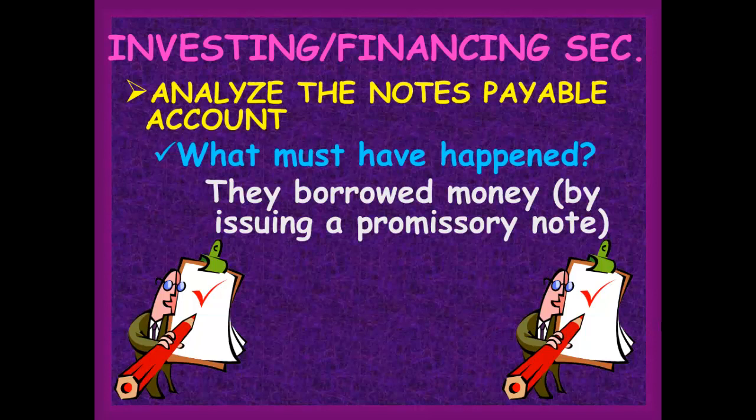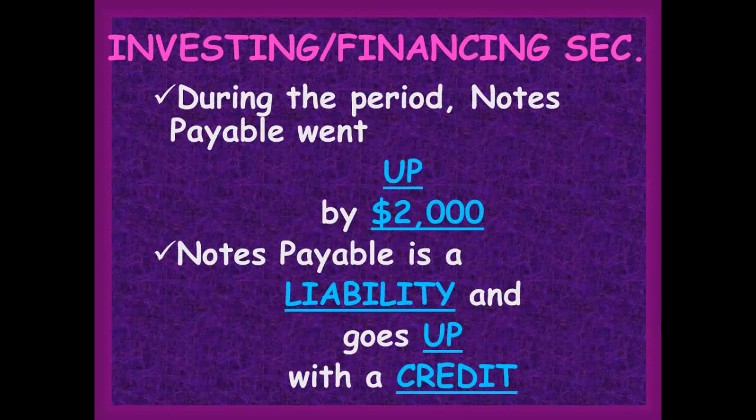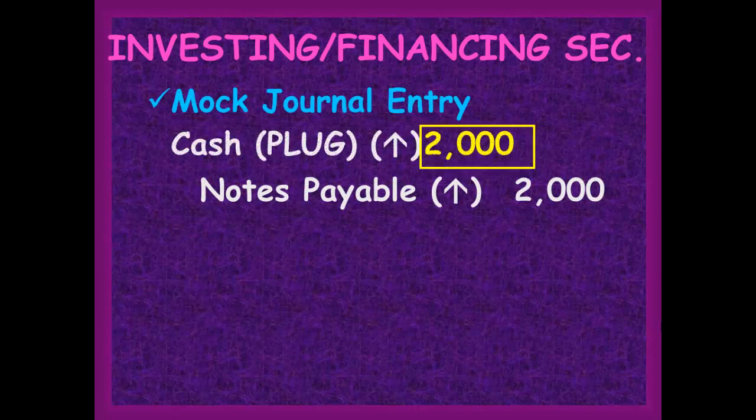During the period notes payable did what? It went up. Notes payable is a liability, it went up. Liabilities go up with a credit. We don't have any related accounts in this case, so in my mock journal entry we're simply going to credit notes payable. Step 3 says plug cash. If we have a $2,000 credit to notes payable, how much must we debit cash for to make it balance? $2,000. So how much cash did I get from issuing that promissory note? $2,000. Could you have done that without a journal entry? Sure. I just want you to see the process for when you choose to use it. So we borrowed $2,000 cash by issuing the promissory note.